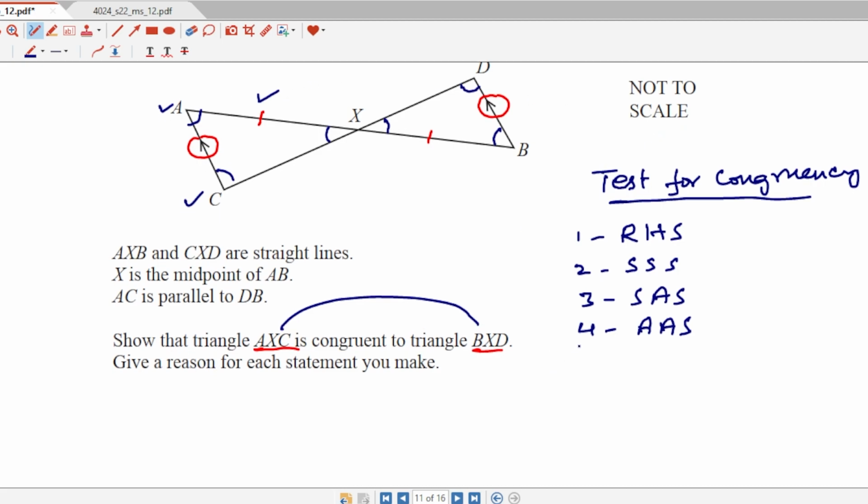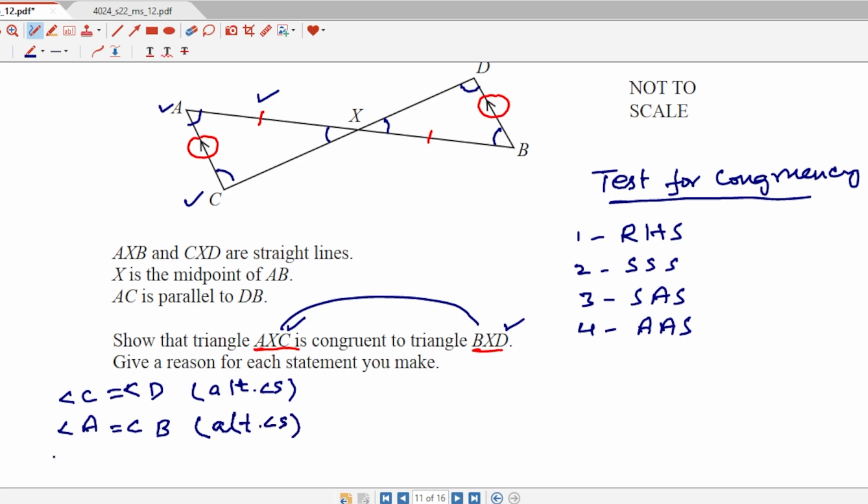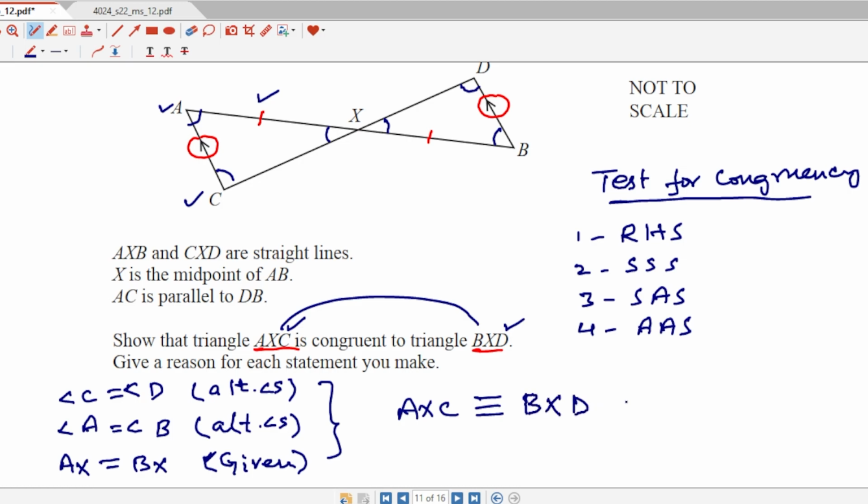The procedure to write: angle C equals angle D. We can write the reason, that is alternate angles, and the other angle A equals angle B, this is also alternate angles. And then AX equals BX, this is given information. Hence AXC is congruent to BXD, and the reason is angle side angle.